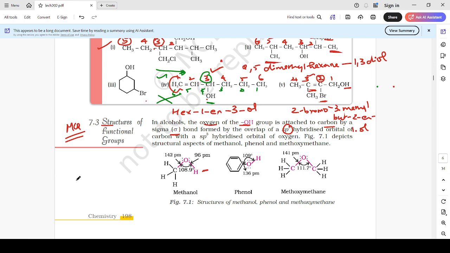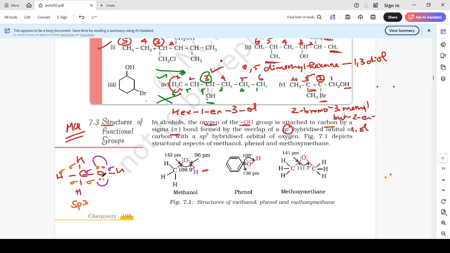What do I mean by this term here? I am having CH3 and I am having OH. This carbon has made 4 sigma bonds, 1, 2, 3, 4. So it is also sp3 hybridized. This oxygen is having 2 sigma bonds, you can see here, 1, 2, and 2 lone pairs are there.